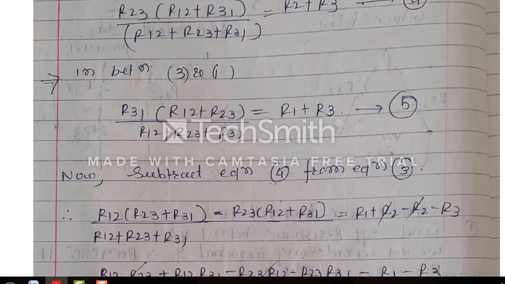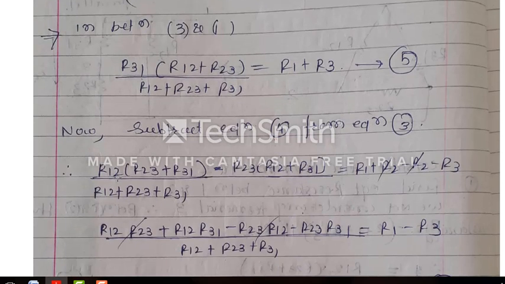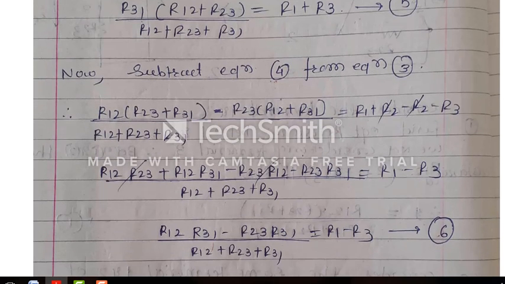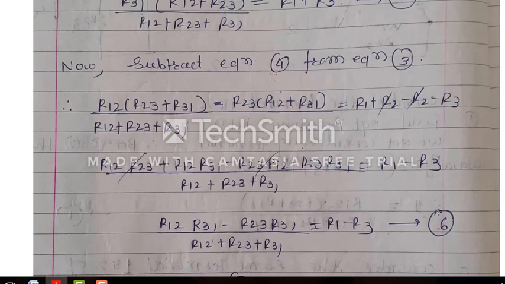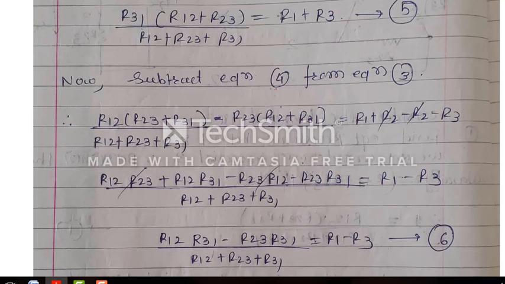So here you will get, after multiplication, R12 R23 plus R12 R31 minus R23 R12 minus R23 R31, divided by R12 plus R23 plus R31. Again these two are cancelled. So finally you will get R12 R31 minus R23 R31, divided by R12 plus R23 plus R31, equal to R1 minus R3. That is equation number 6. Now the remaining equation is equation 5, R1 plus R3, and here R1 minus R3.